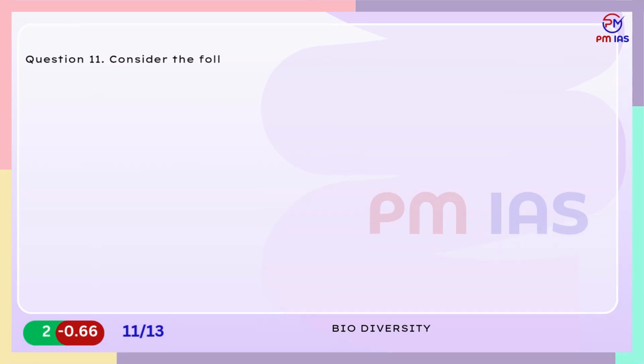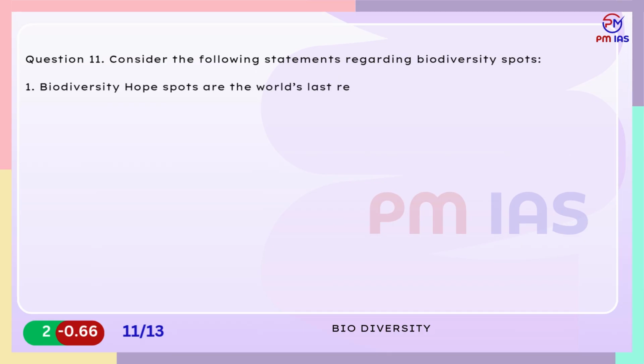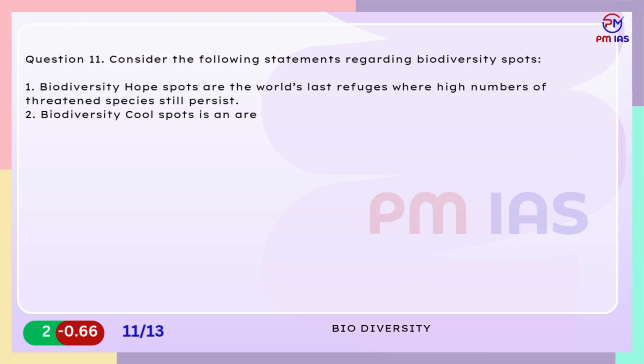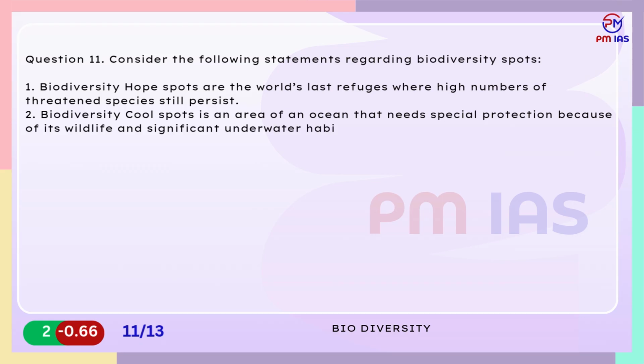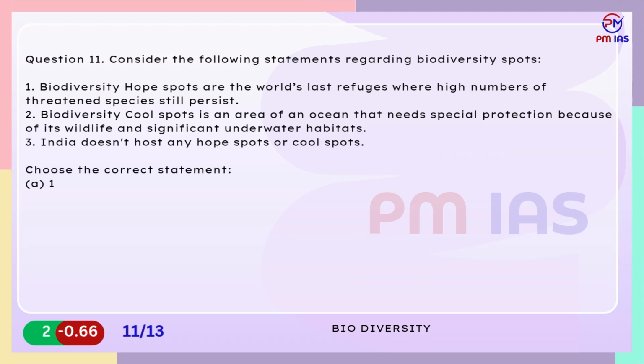Question 11. Consider the following statements regarding biodiversity spots. 1. Biodiversity hope spots are the world's last refuges where high numbers of threatened species still persist. 2. Biodiversity cool spots is an area of an ocean that needs special protection because of its wildlife and significant underwater habitats. 3. India doesn't host any hope spots or cool spots. Choose the correct statement. A. 1 only. B. 1 and 2 only. C. 1 and 3 only. D. None of the above.